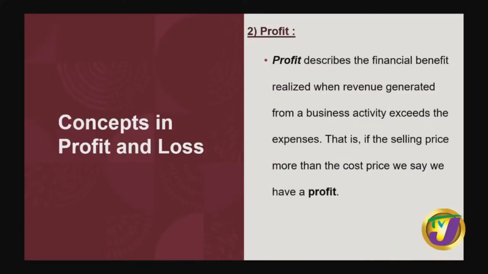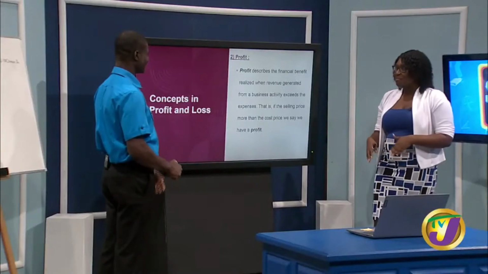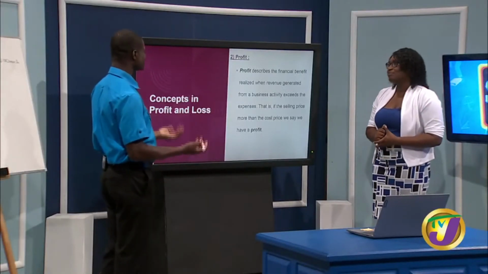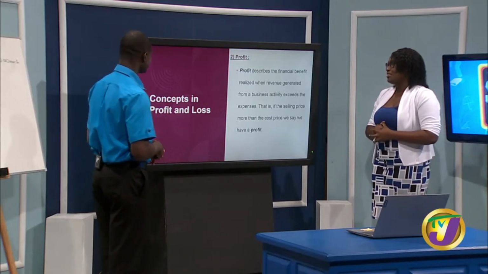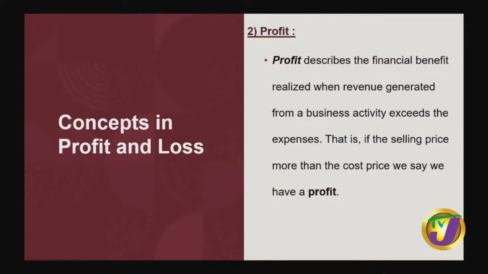Profit, more money. Profit describes the financial benefit realized when revenue generated from a business activity exceeds expenses. This is math, and it sounds a little business-ish, like a POB class, but in POB there is some math. That's the beauty about math. It's everywhere. If the selling price is more than your cost price, so if I buy the goods, in my case, I went to the factory, bought the jersey for $1,200, and sold it for $1,500, my selling price was more than my cost price.